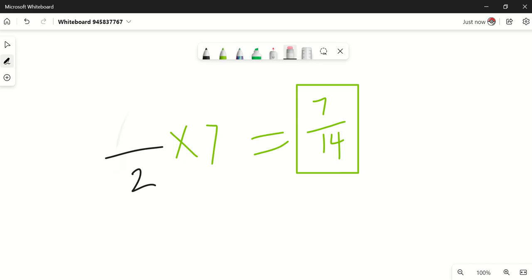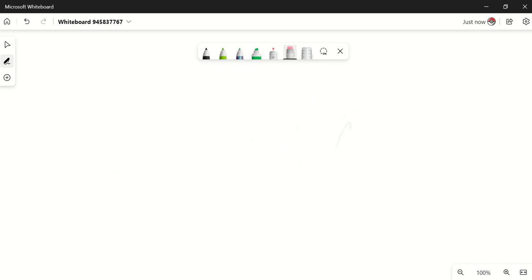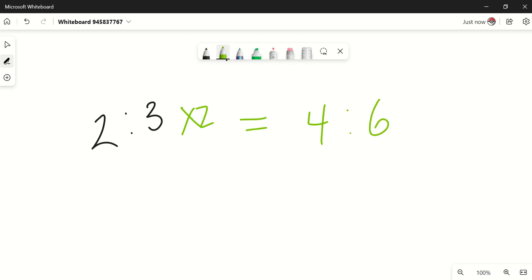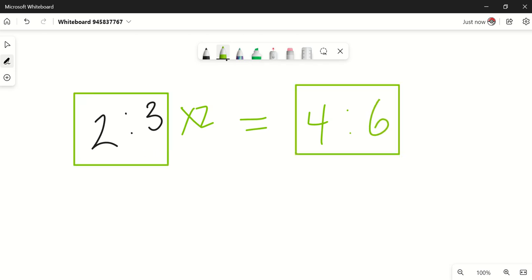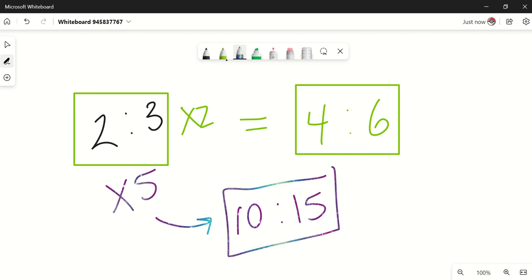With ratios, it's the exact same thing. So let's say we always use the ratios of like boys to girls in class. Let's say there are 2 boys for every 3 girls in class. If I were to double this, I'm going to multiply both these by 2, I'd have 4 boys for every 6 girls in class. This is an equivalent ratio to that. If I were to multiply this by 5, 2 times 5 is 10, 3 times 5 is 15. There'd be 10 boys for every 15 girls in class.